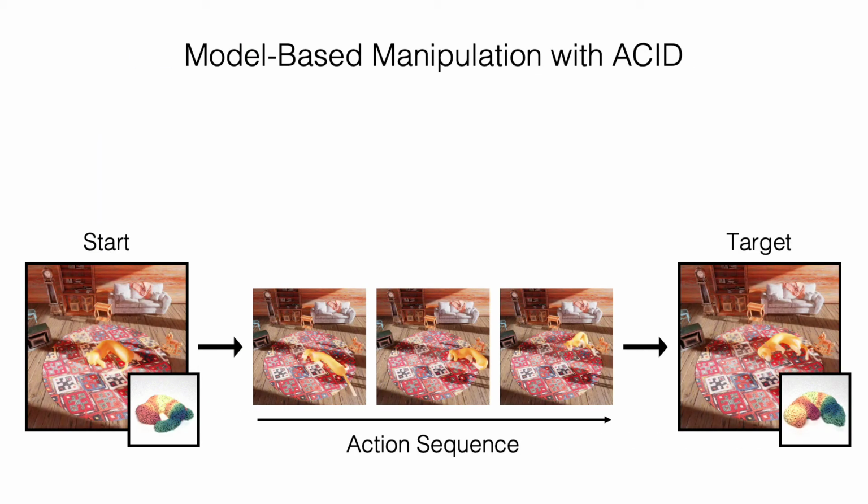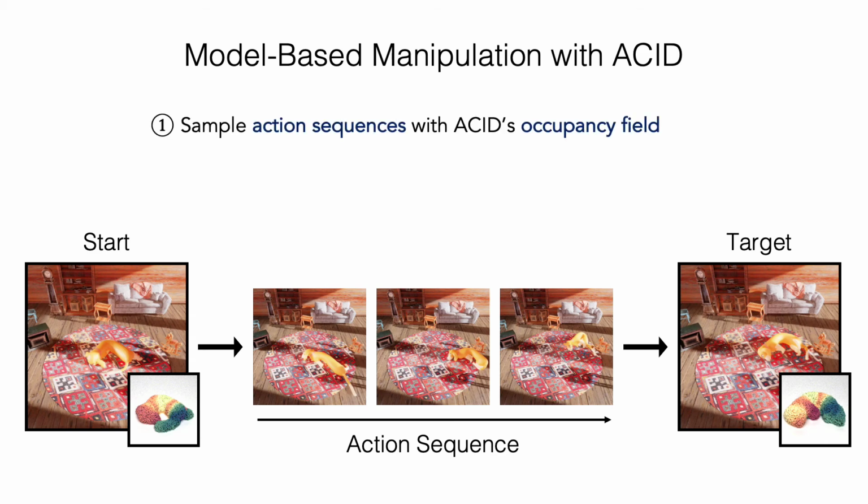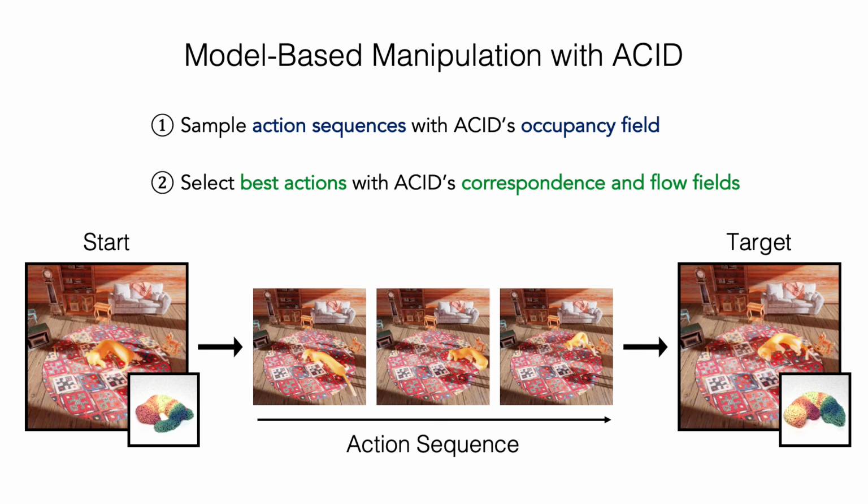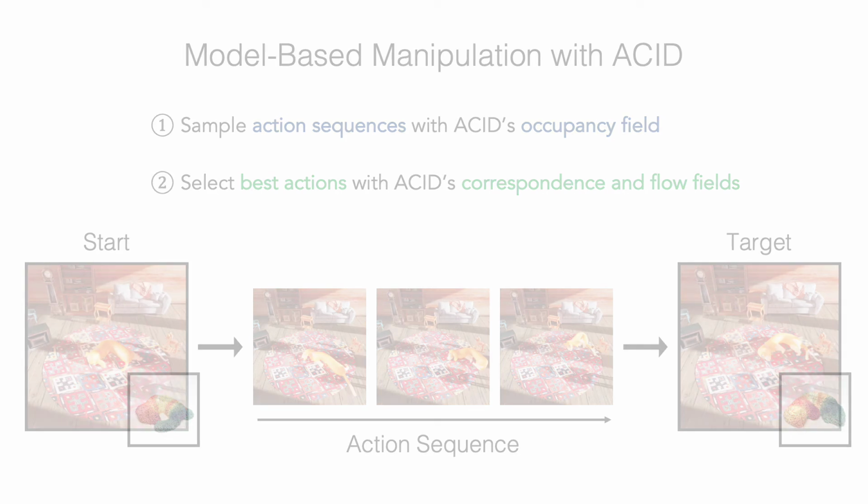We apply model-based manipulation with ACID as the visual dynamics model. We sample action sequences with ACID's occupancy field. Given the action, we use flow field to predict the object shape after deformation and compute the distance between the predicted shape and the target shape with the correspondence field, and we select the best actions based on the distance.